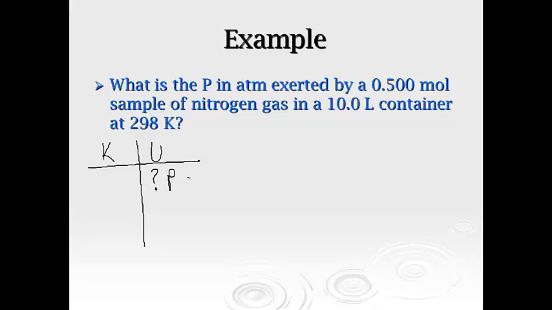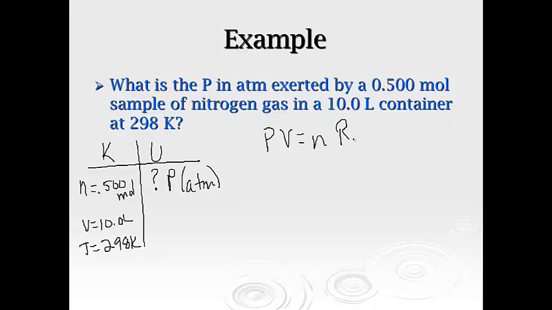All right, we're looking for the pressure. Now I set you up because it says in atm, but we would know that if you ever find the pressure with the ideal gas law, it's always going to be in atm. The moles, n, equals 0.500 moles. The volume is 10.0 liters. Temperature is 298 Kelvin. So we're going to have PV equals nRT, and go ahead and plug and chug.